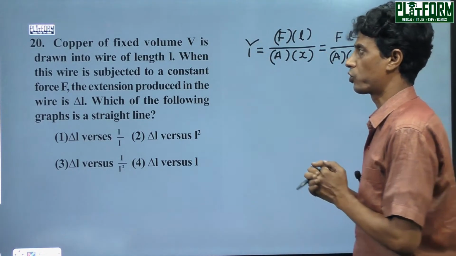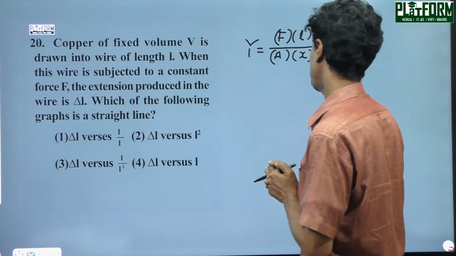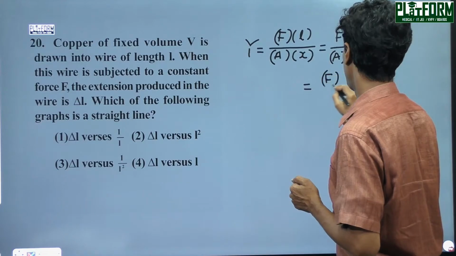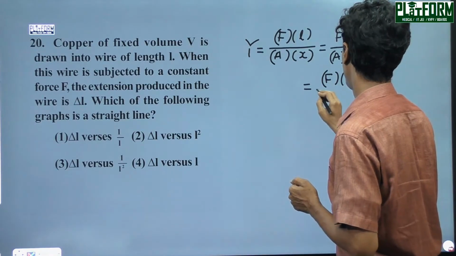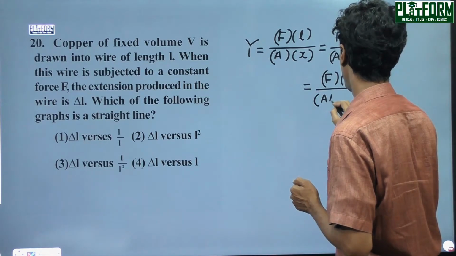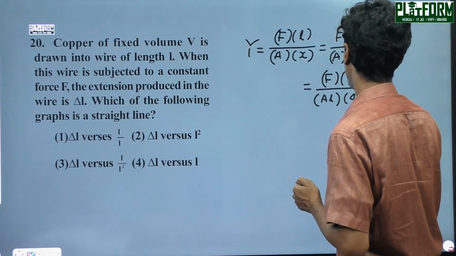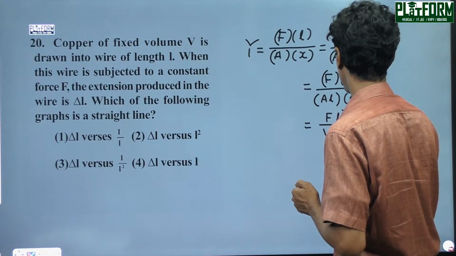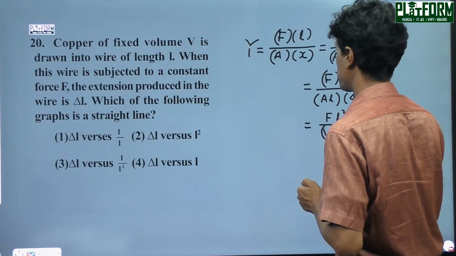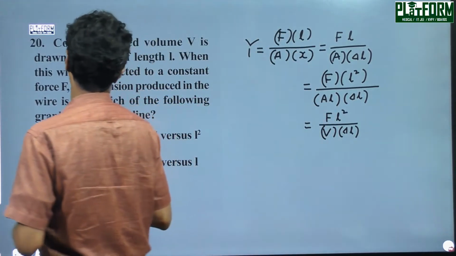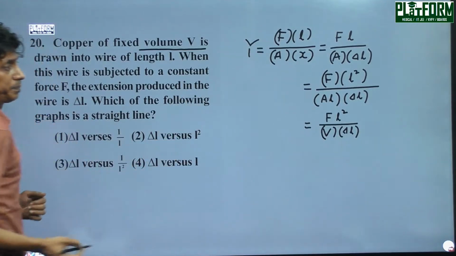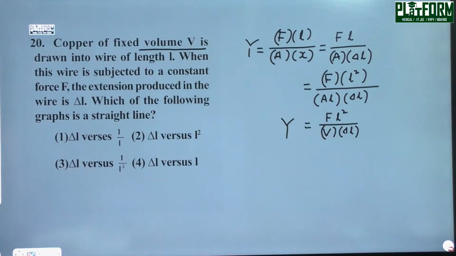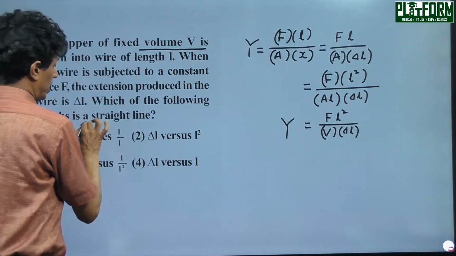Copper wire of fixed volume V is drawn into a wire of length L. So it is F into L square by, we can write, A into L into del L. So F L square by V, that is the volume of the wire, into del L. Because the volume of the wire is given, and Y is the Young modulus of the material. We have to find out which one is a straight line.